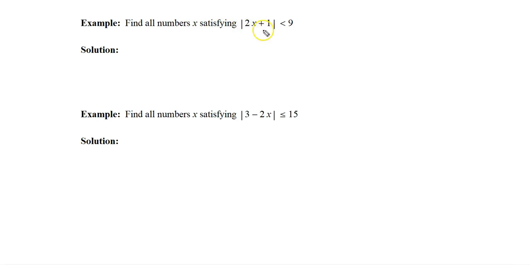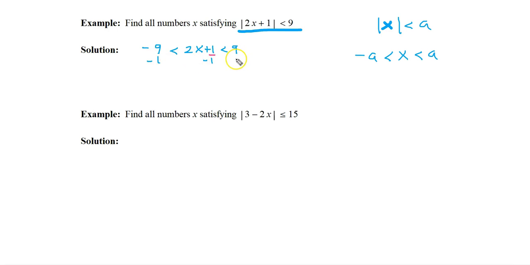So let's find all the numbers x that satisfy this inequality. Recalling that absolute value of x less than a is equivalent to x being between -a and a, let's use this to rewrite this without the absolute value, so that would be the same as writing this. Now what we want to do is isolate x in the middle. So we want to get rid of this number 1 right here. To do that, we will subtract 1 from each term, and we get that.